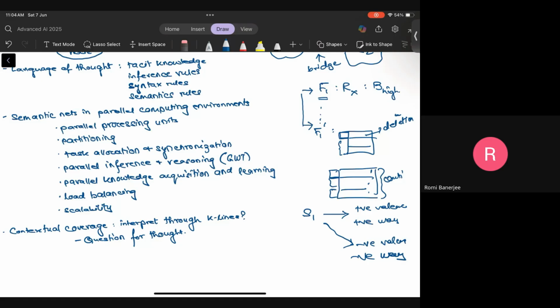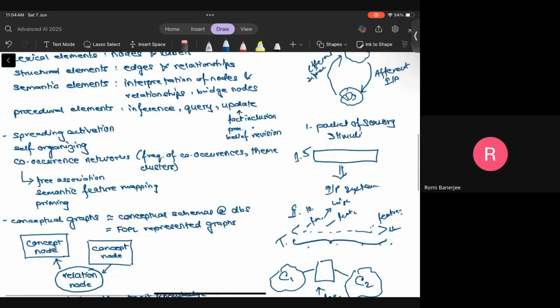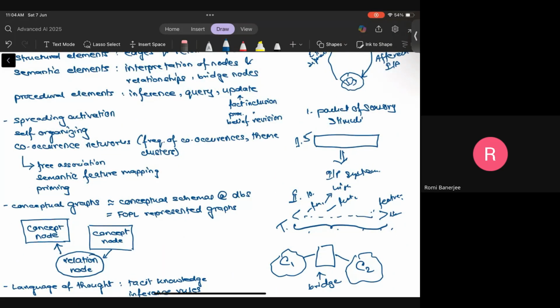Now this is not necessary for an objective AI agent, but if it is a subjective AI agent, then a certain priming factor, you can think about modeling that also when it comes to activation. Did you get the idea? Yes?